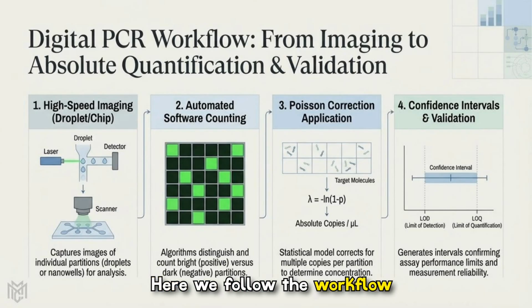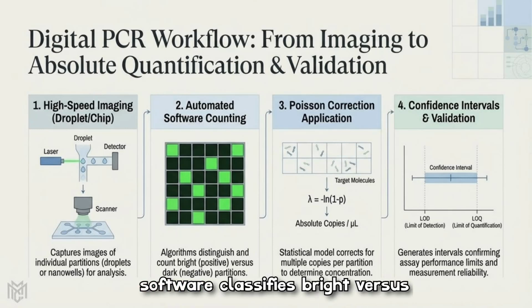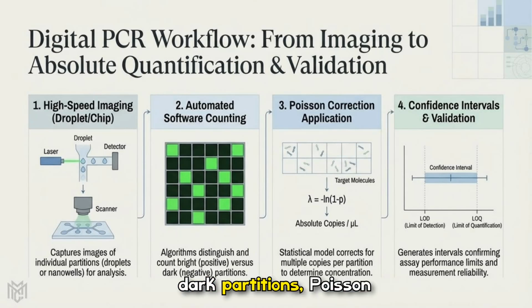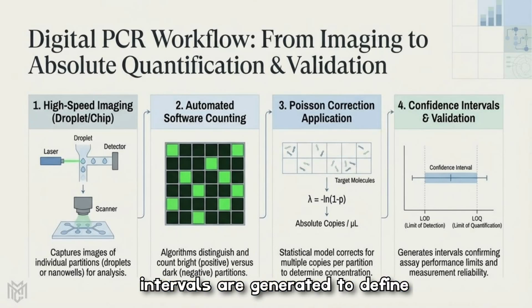Here we follow the workflow from imaging to validated quantification. High-speed scanners capture images of every partition. Automated software classifies bright versus dark partitions. Poisson correction converts positive fractions into absolute concentrations, and confidence intervals are generated to define limits of detection and quantification for robust assay validation.